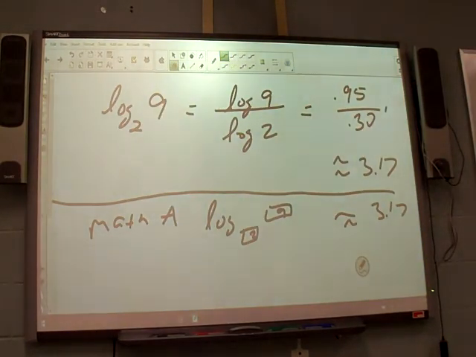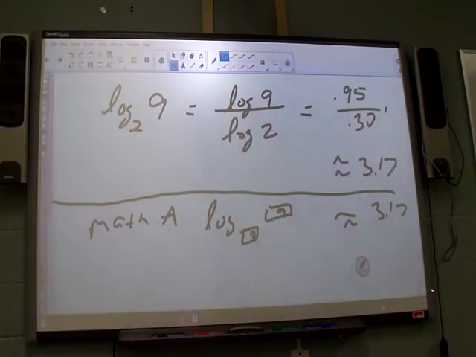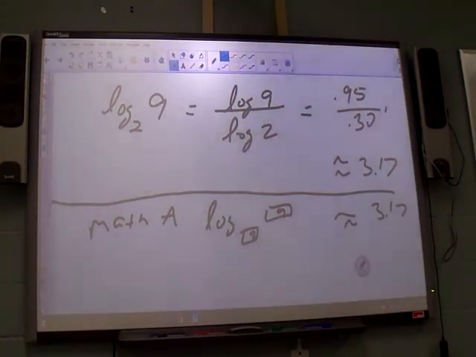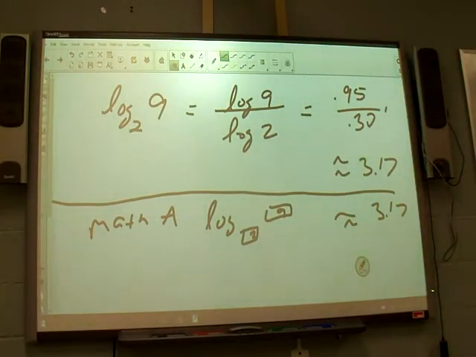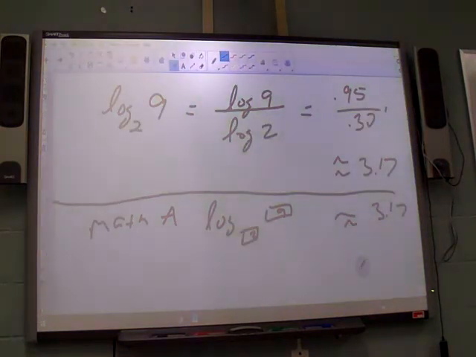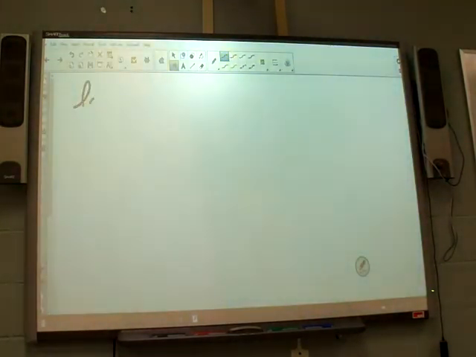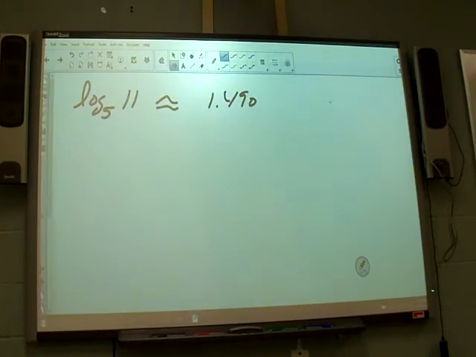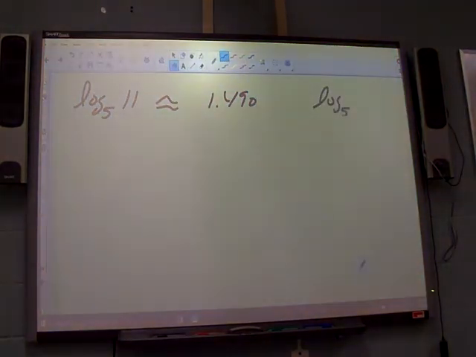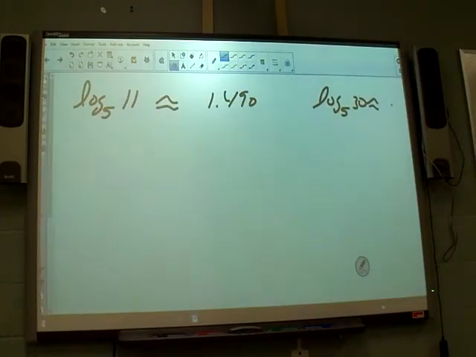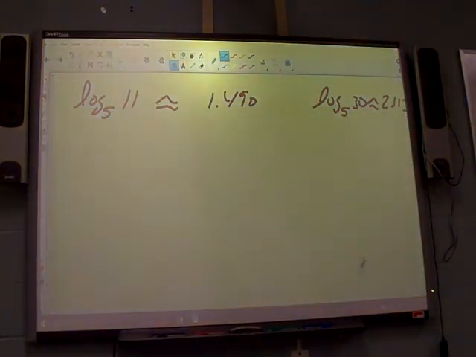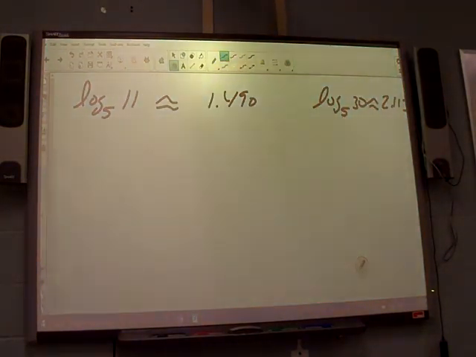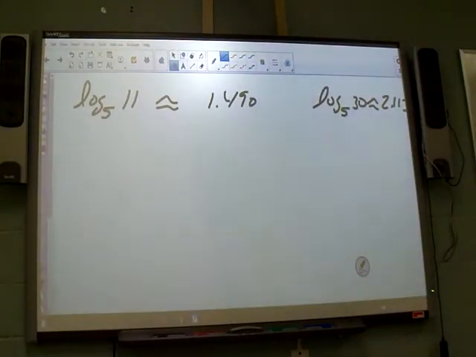Now, last type of problem I want to show you that you might see on a test, and this is pretty silly the way they write these, but it still might show up on a test. They're going to give you approximates. So they might say that log base 5 of 11 is approximately 1.490. And log base 5 of 30 is approximately 2.113. Now you can check those on your calculator, but they're giving you that, so they're assuming you don't know how to work your calculator.